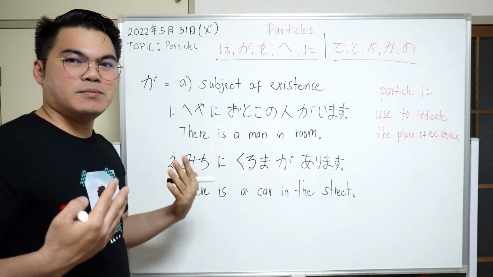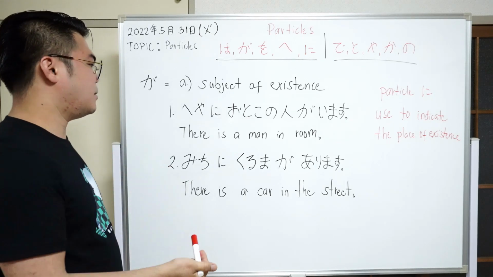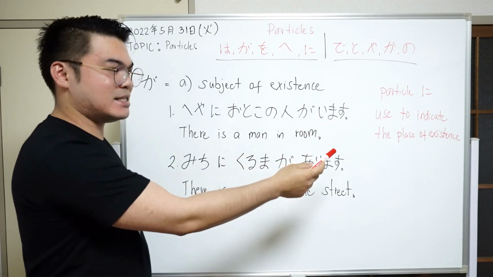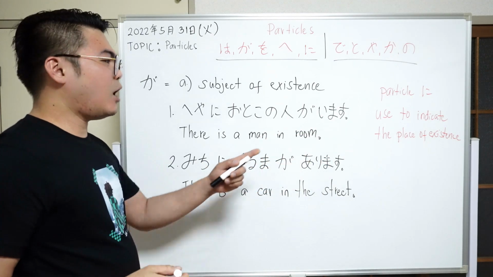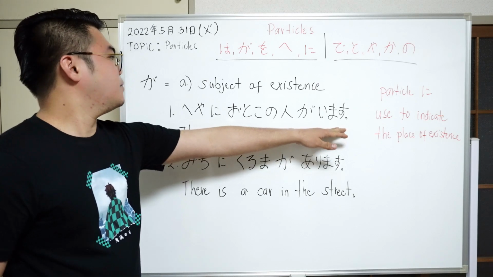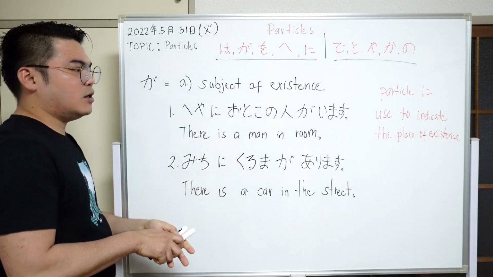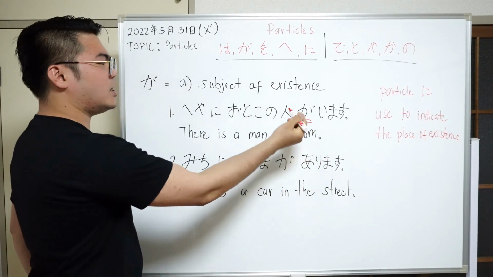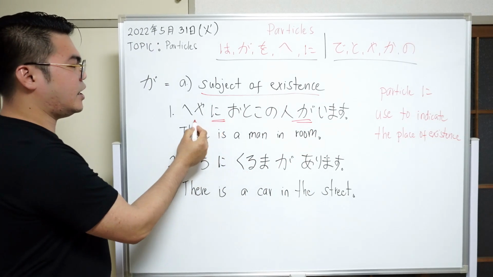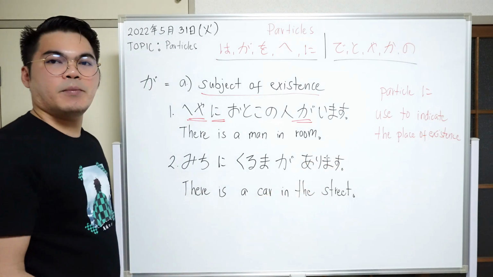We have three usages of the particle ga. First is the subject of existence. For example, heya ni otoko no hito ga imasu. Imasu is our verb, meaning to exist, for animate things. Otoko no hito is our subject of existence, that's why we use the particle ga to indicate the subject of existence. You can see the particle ni and heya, which means room. The particle ni is used to indicate the place of existence.